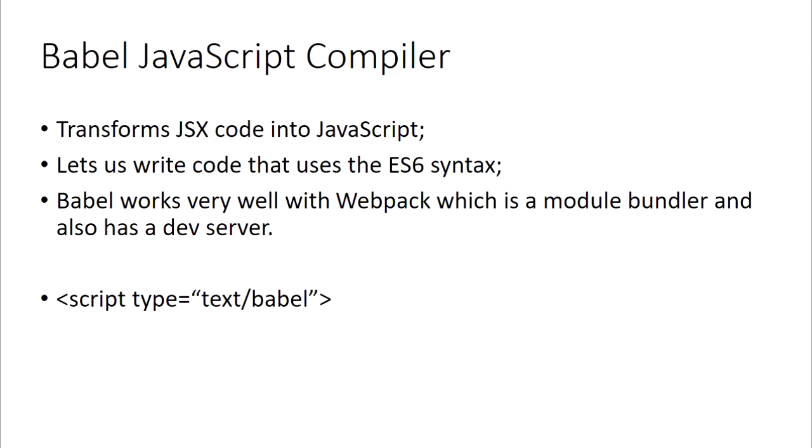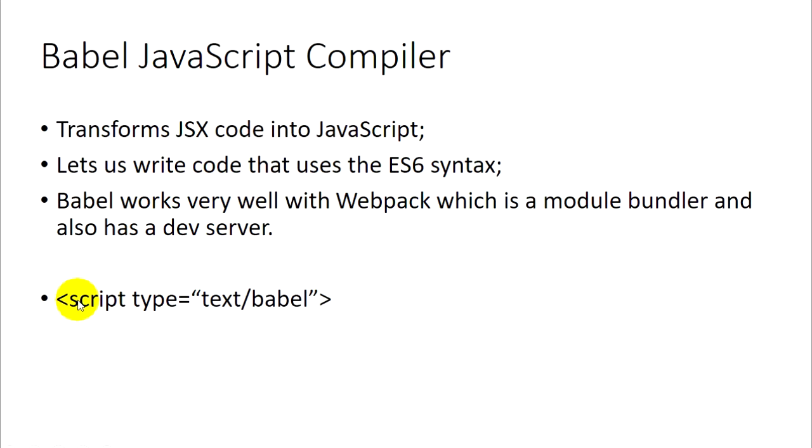Babel JavaScript compiler. This is a compiler which transforms JSX code into JavaScript. It lets us write code that uses the ES6 syntax. And it works very well with Webpack, which is a module bundler, and also has a dev server which we can use for development.